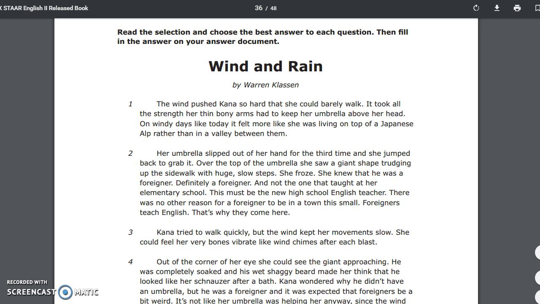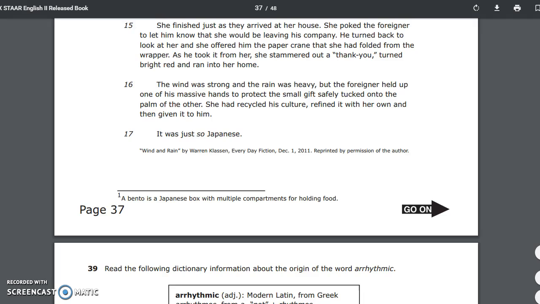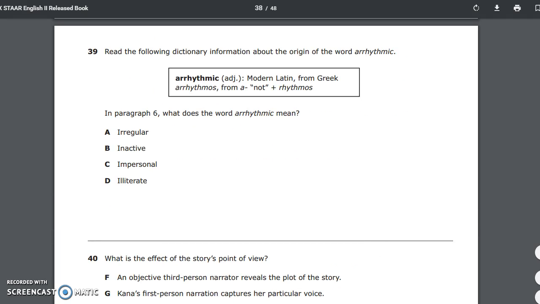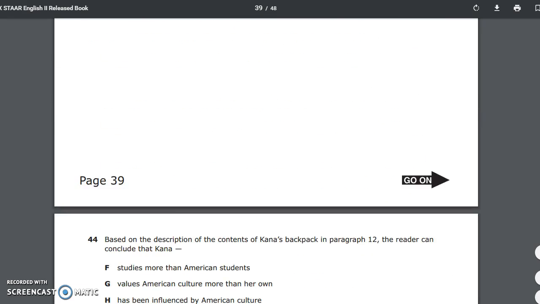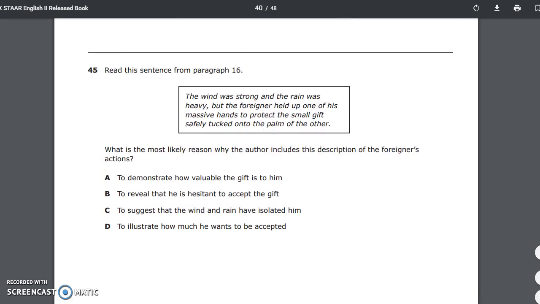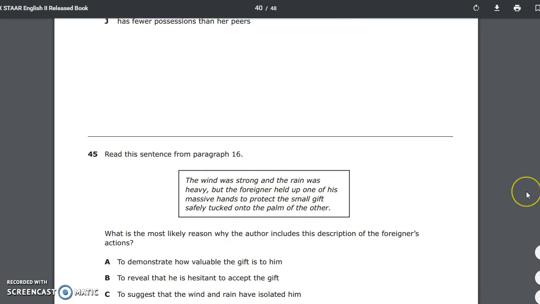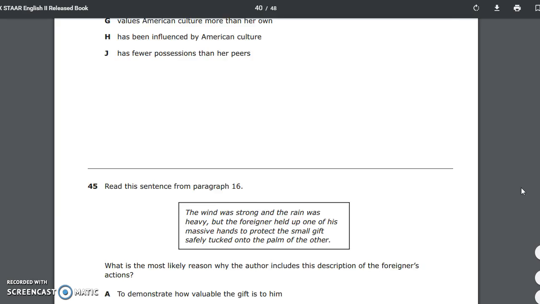And here I've got a new passage. So I've been told to read this selection and then fill in the answer in my answer document. So I read this passage, and then I have questions to do over just this one. Now if I scrolled all the way through, I would notice that I don't have a short answer over this third passage. So on this one, I don't have to worry about reading a question before. I can just read the passage and then do the questions.